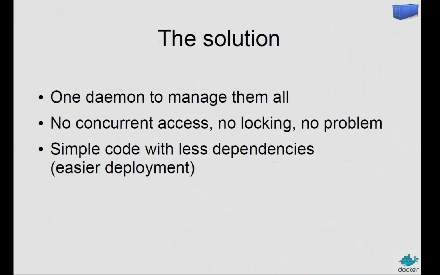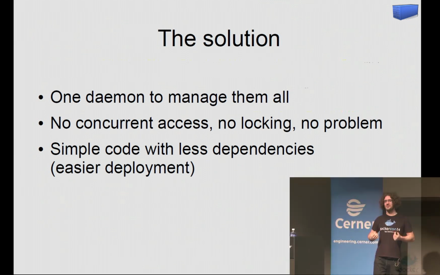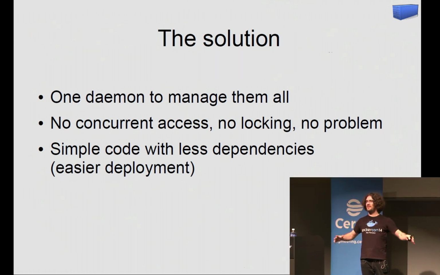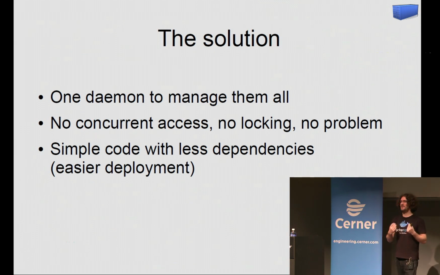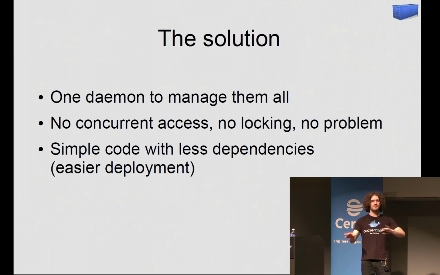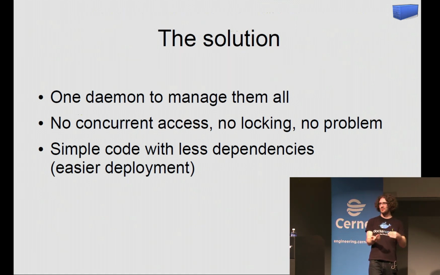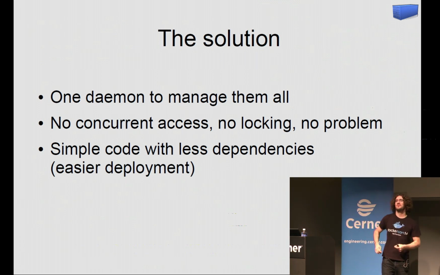And so one thing that we decided at some point was, okay, we need to rewrite that container management code. We need to have one single daemon, one single process that can touch our containers. Nothing else will be allowed to touch the containers. If I want to do anything with my containers, it has to go through this thing. That way we can get rid of all the concurrent access and locking problems, and things will be great.